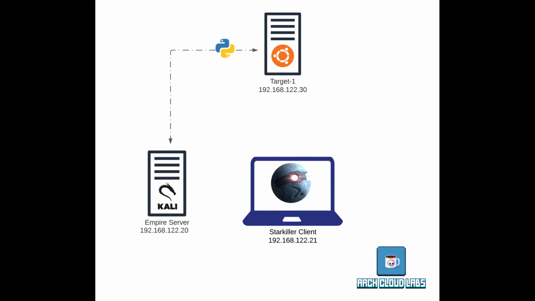192.168.122.21 connect to our Empire server at 192.168.122.20, and then interact with an already existing session. So we'll already have an agent deployed on our target one, and that's just going to be a vanilla Ubuntu server. So we'll already have that set up.